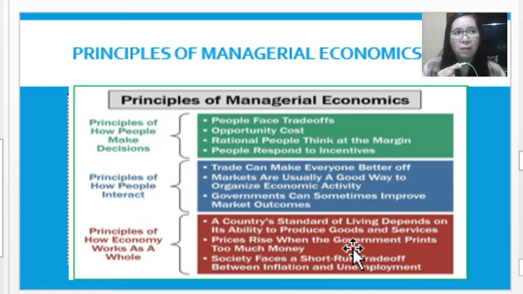Okay, so here meaning to say they are rich in resources, labor, and capital. Therefore, if that is present in a particular country, then the standard of living of the people living there will also become higher. Okay, so it follows. So the next is prices rise when the government prints too much money.